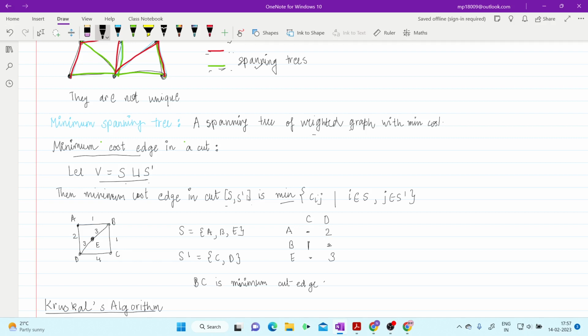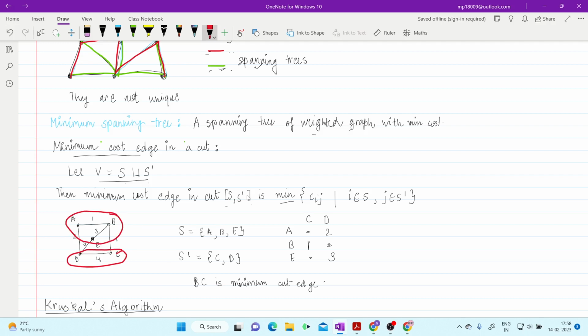We are considering all those edges whose one endpoint is in S and the other endpoint in S prime, and we are looking at the weight of those edges, and the edge with the minimum weight is the minimum cost edge in the cut. So in this following graph you can see we have our cut in this manner. The first set is ABE and the second set is DC.